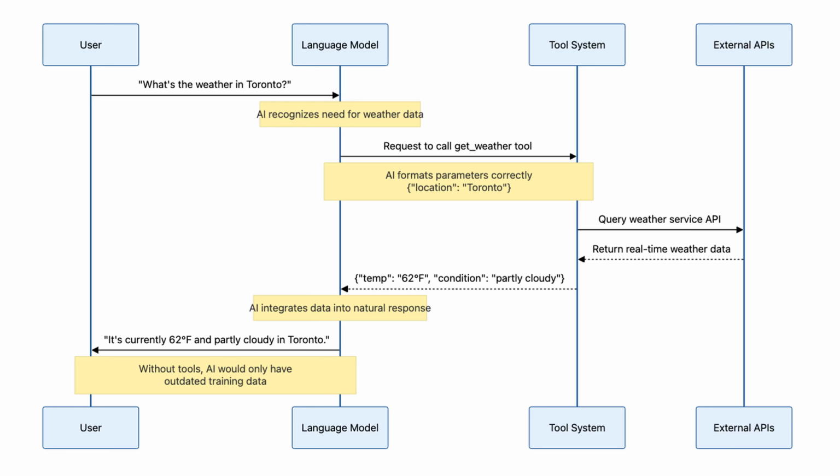The AI identifies the need, calls the appropriate tool with the right parameters, gets back real data, and then incorporates that into its response. We've built systems where a single AI assistant can check inventory databases, process payments, schedule appointments, and send confirmation emails, all through different tools. And the really cool part, when you add a new tool, you don't have to retrain the model or write complex integration code. You just define the tool, and the AI adapts its capabilities immediately.